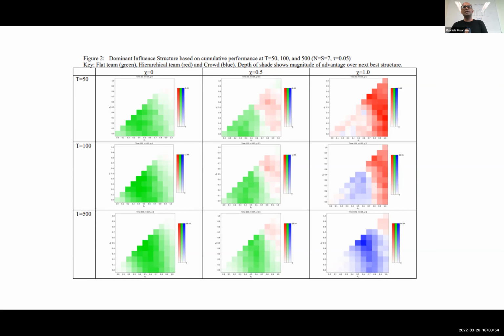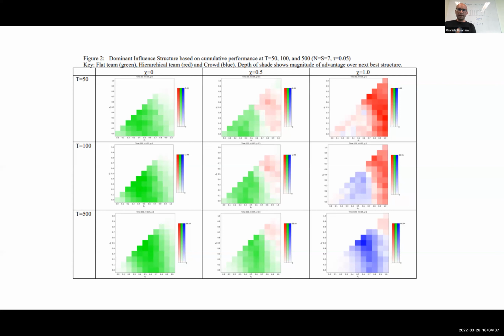What we are varying here is the influence structure. So we're comparing the flat team to the hierarchical team to the crowd. And what's varying on the x-axis here is delta 1, and on the y-axis is delta 0. Okay, you should be able to see why that's the way to do it, because delta 0 is always less than delta 1, which is always less than 1. Right, so that's why there's nothing in the top part of these pictures. When delta 0 is 0, delta 1 can go all the way up to 1. But if delta 0 is 1, then delta 1 can only take on a value of 1. That's why the top left hand of these pictures are always empty. Make sense?